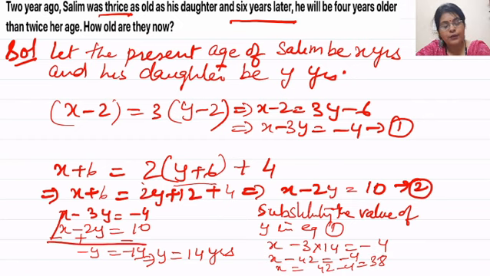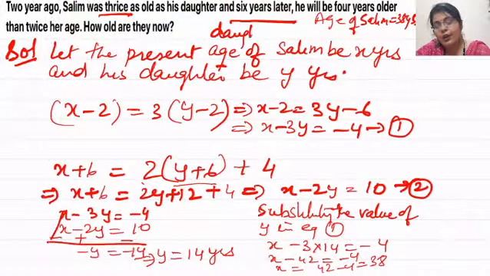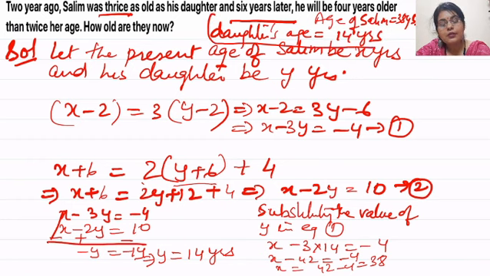So the age of Salim will be 38 years, and his daughter's age will be 14 years. So this was all what we were supposed to find.